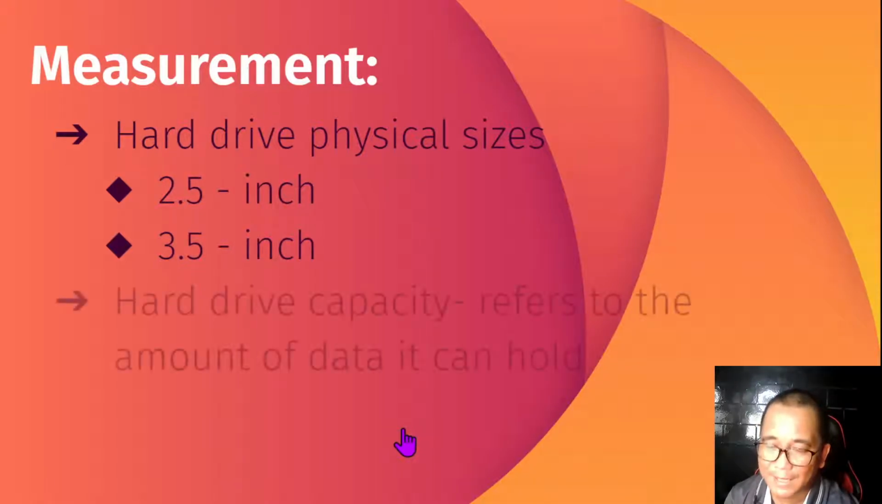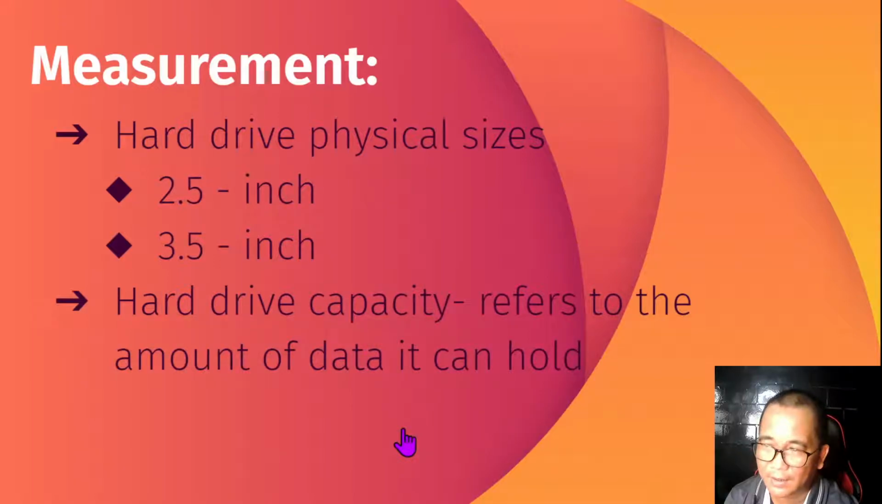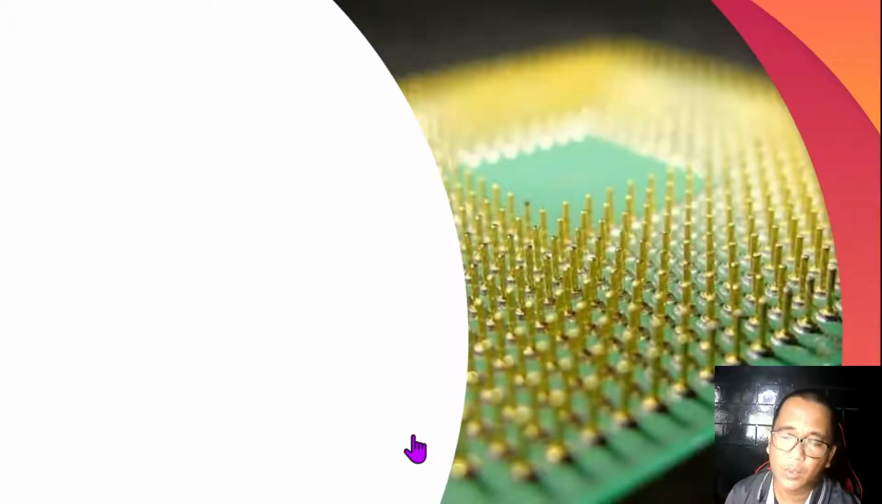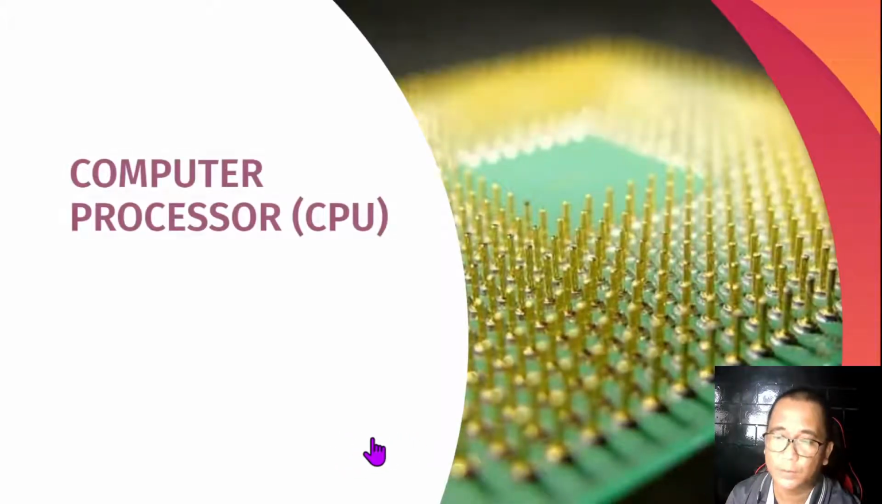Okay, so the capacity of a hard drive refers to the amount of data that it can hold. Kung gaano kadami yung data na pwede niyang hawakan, yun yung tinatawag nating capacity niya. So sa ngayon, I think pinaka-latest na kaya kung ilang terabytes na ang kayang i-hold ng isang hard disk. Now, the third one is what we call the computer processor.